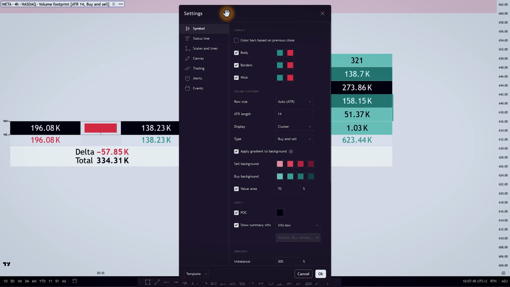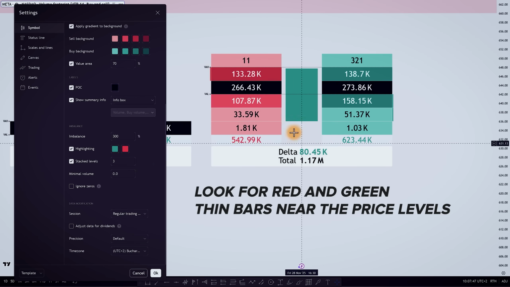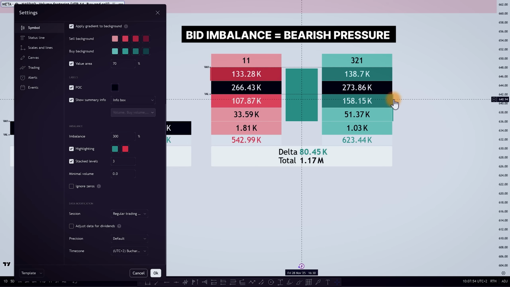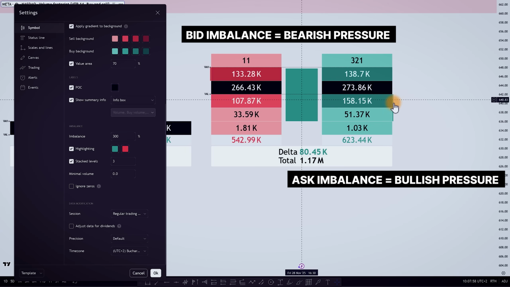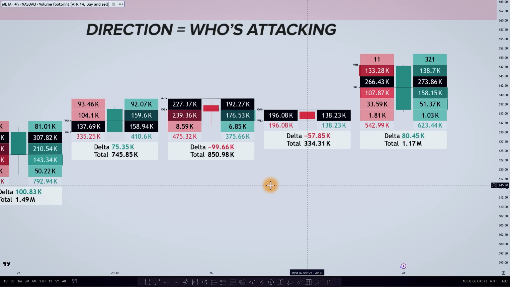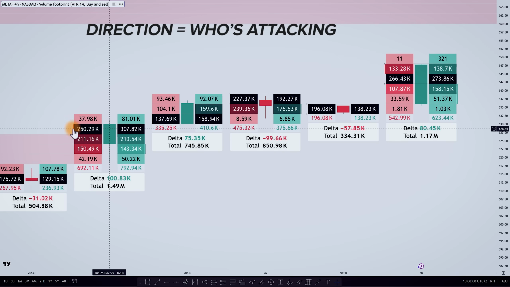TradingView highlights imbalances automatically. These red and green thin bars near the price levels. A bid imbalance means sellers hitting bids aggressively. That's bearish pressure. An ask imbalance means buyers lifting offers aggressively. Bullish pressure. The direction of the imbalance tells you who's attacking, who has the conviction.